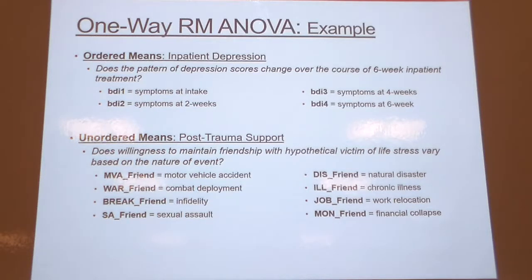And what we did is we had people sit down and they read multiple vignettes in this study. One was motor vehicle, someone who'd been involved in a motor vehicle accident, someone who had been deployed to combat, someone who had experienced relationship infidelity, sexual assault, natural disaster, chronic illness, having to move for work, financial ruin, right? So we've got some things in these scenarios that are trauma related, and some stuff that's super, super stressful, bad news, but not something that we would call a trauma, right? But with this, I'm going to ask people, here's a vignette. How willing are you to remain friends with that person?